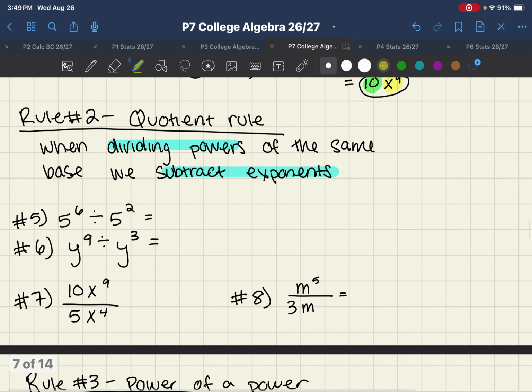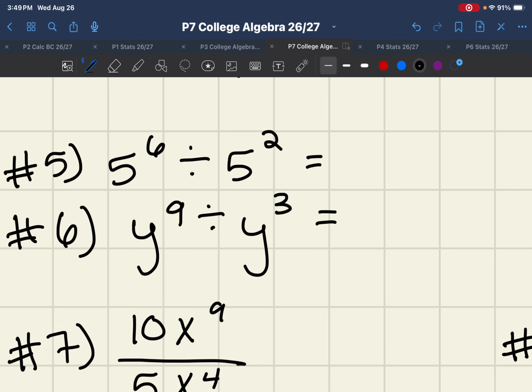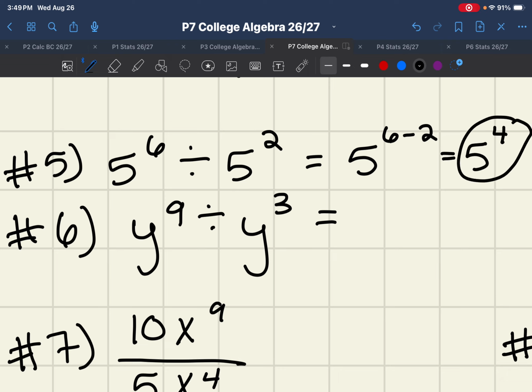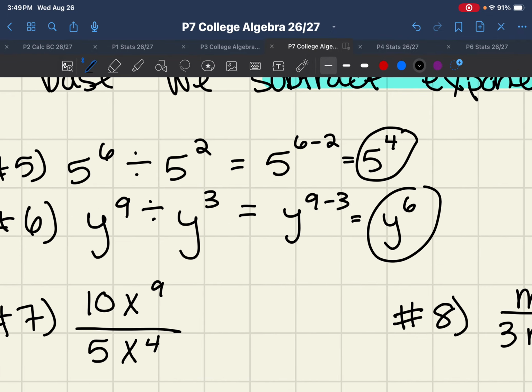Okay, rule number 2, the quotient rule. When dividing powers of the same base, we subtract the exponents. So looking at example 5, we have 5 to the 6th power divided by 5 squared. So the base is 5. We're dividing, so I'm going to subtract 6 minus 2. And this gives me 5 to the 4th power. Same with if I have variables. So I have y to the 9th divided by y cubed. My same base is y. 9 minus 3 for my exponents because I'm dividing. So this becomes y to the 6th power.